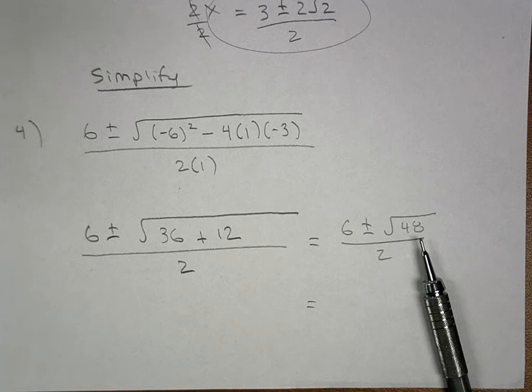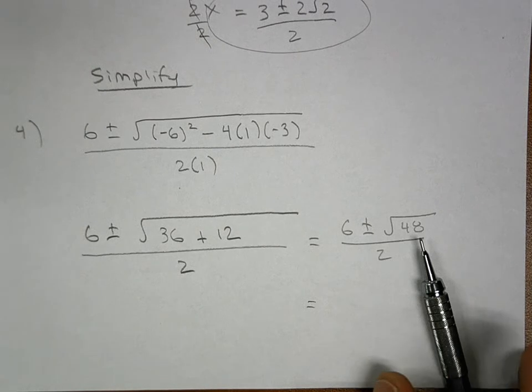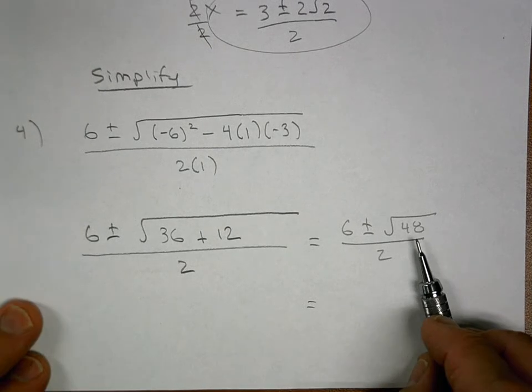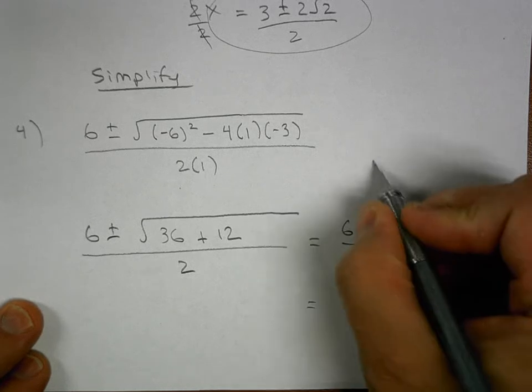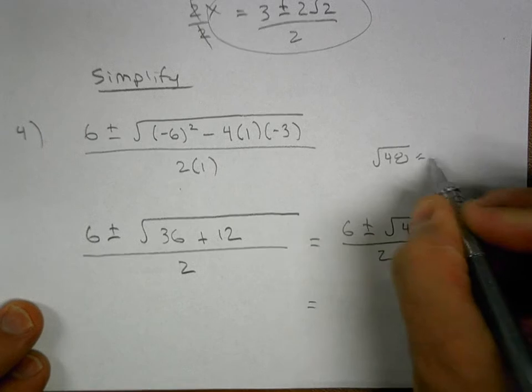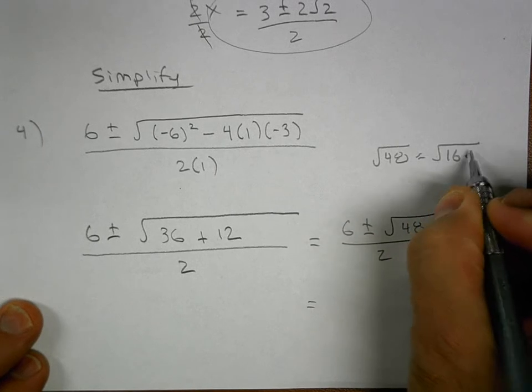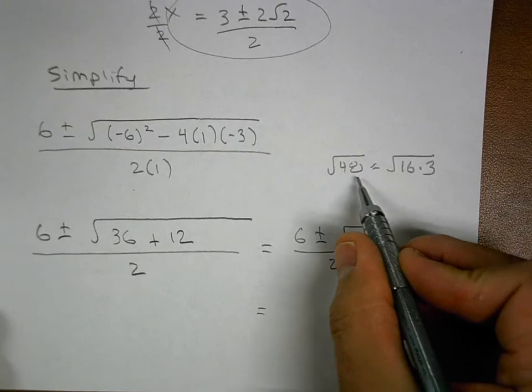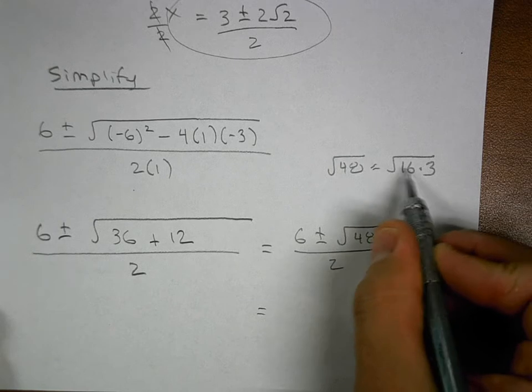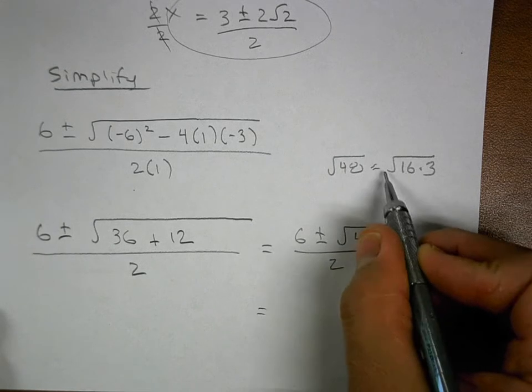But one of the factors is a perfect square. 48 is 16 times 3. 16 times 3 is 48. What's the square root of 16? 4. There we go. You guys follow me there? The square root of 48 is the square root of 16 times 3, but the square root of 16 we know is 4, so take that out. 4 root 3.